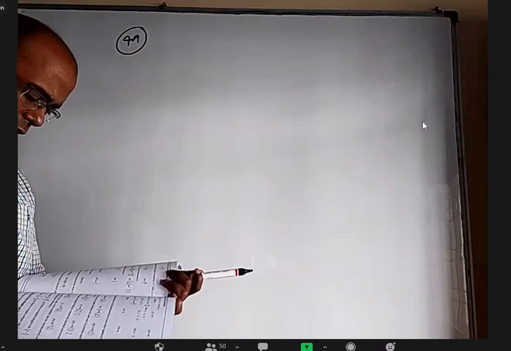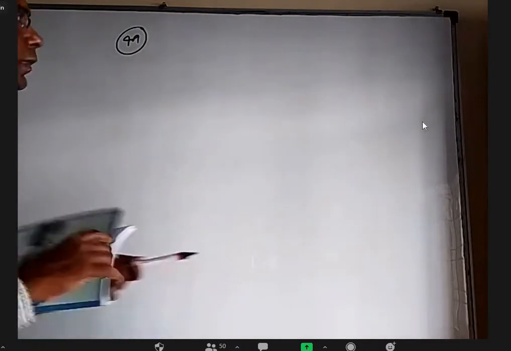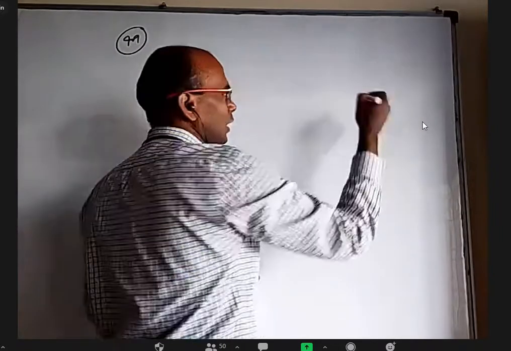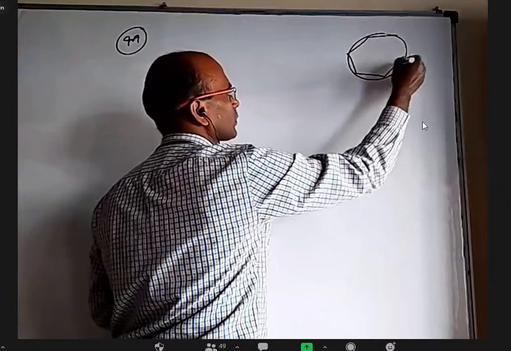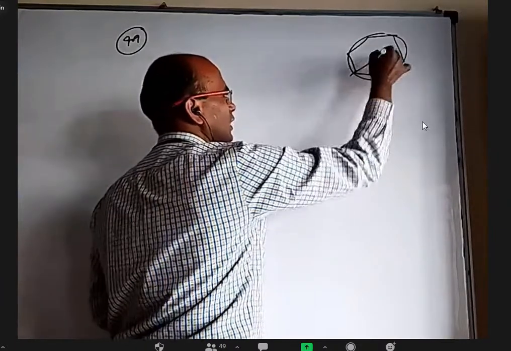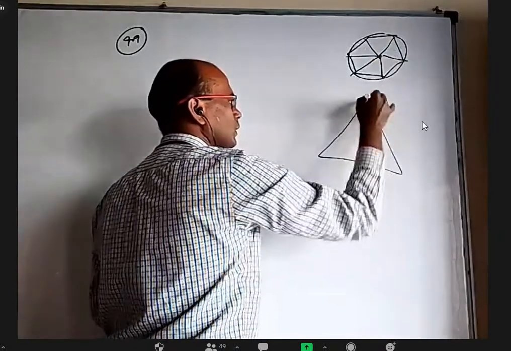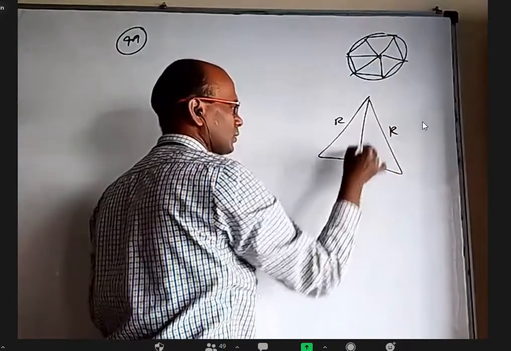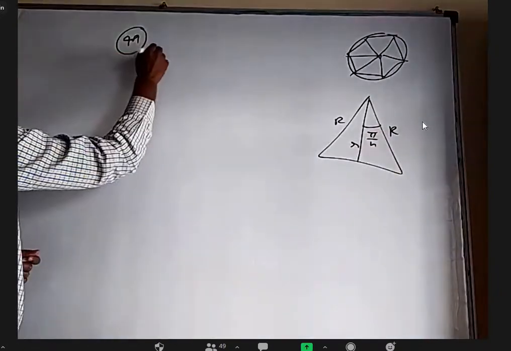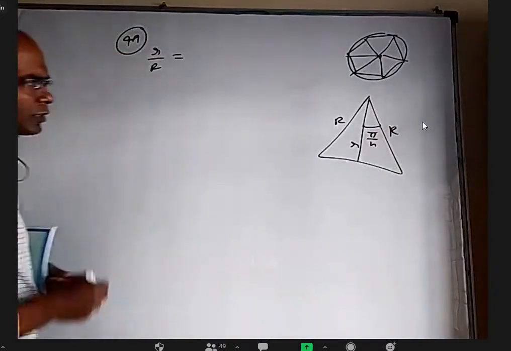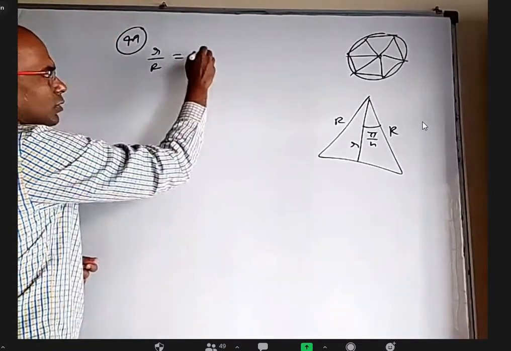If you take a regular polygon, what is small r by capital R? What are the different values it can be? Normally, if you have a polygon like this, but if you take that isosceles triangle, this is capital R, this is capital R, this is small r, this is pi by n. So small r by capital R in every regular polygon is adjacent side by hypotenuse. So cos pi by n.